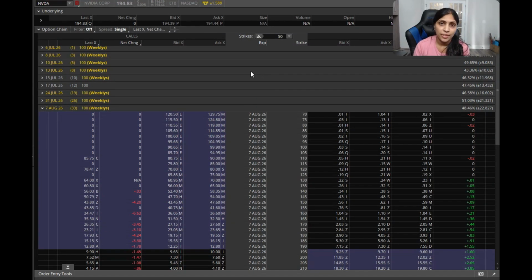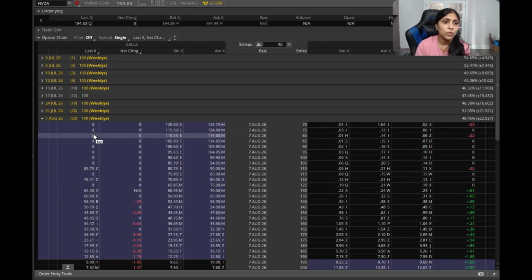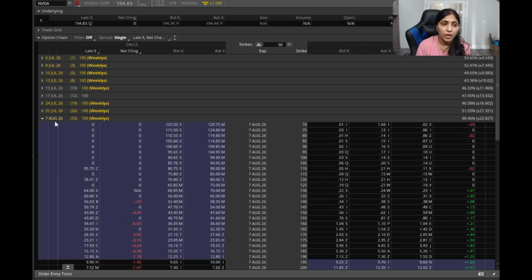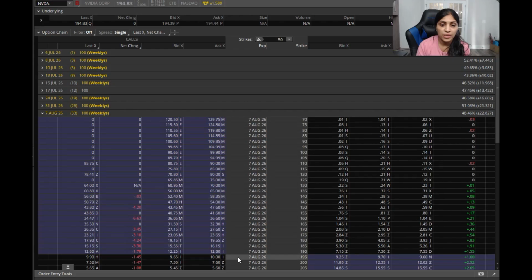Last week we discussed intrinsic value. Today we'll see extrinsic value. So in this option chain, if you see the contracts which are expiring soon, the premium is cheaper. And where you see the same strike price further out, the premium is expensive.